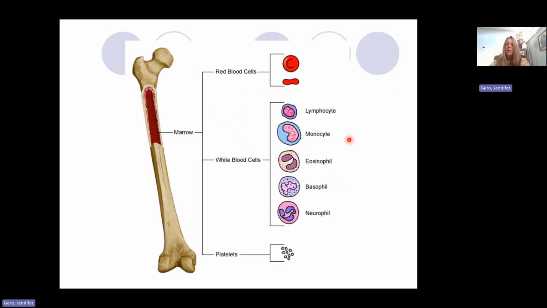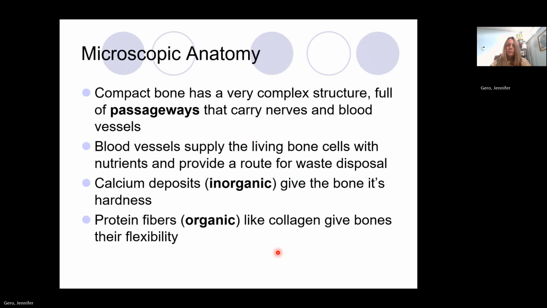So again, hematopoiesis of all of our different types of cells are going to happen in our red bone marrow. And so this is showing the red blood cells. These are our 5 different types of white blood cells, and then our platelets are all going to be created in bone marrow. So that was kind of the macroscopic anatomy, or what you can see, besides marrow, obviously, because you need to look at that under the microscope.